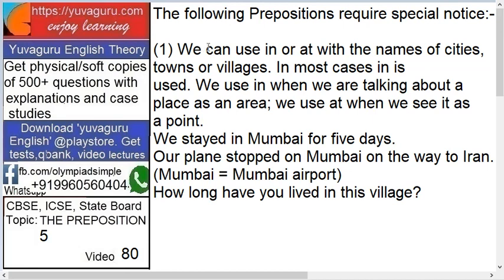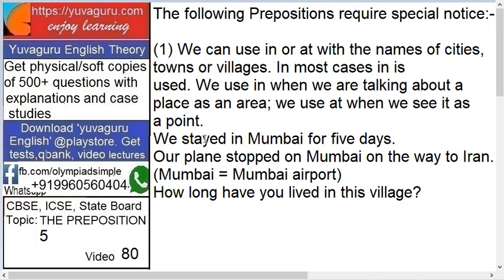Number 1, we can use in or at with the names of cities, towns or villages. In most cases, in is used. We use in when we are talking about a place as an area. We use at when we see it as a point. Remember the important part. In is used when we are talking about a place as an area, and at when we see it as a point. Let's say London is here on the map. At that time we are talking of London as a point, right?